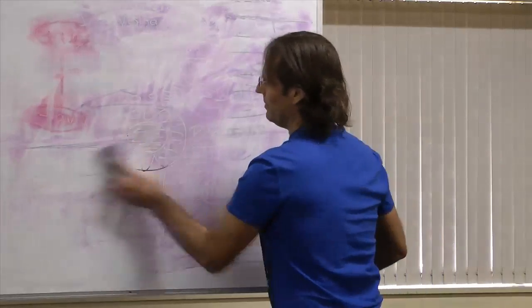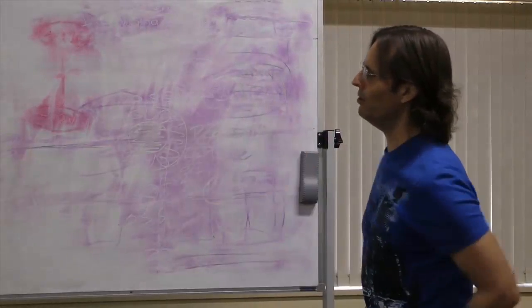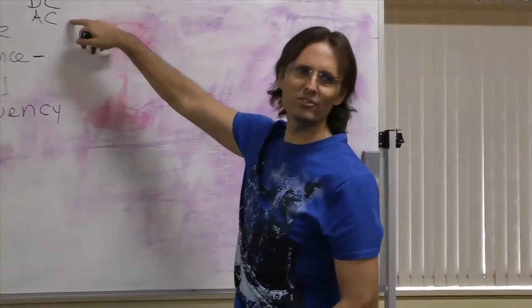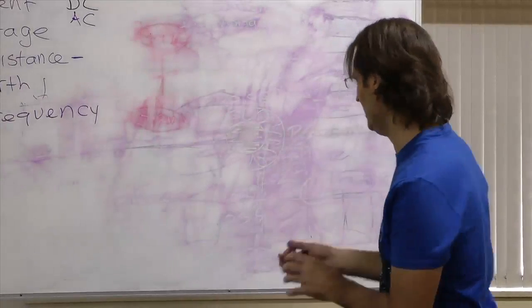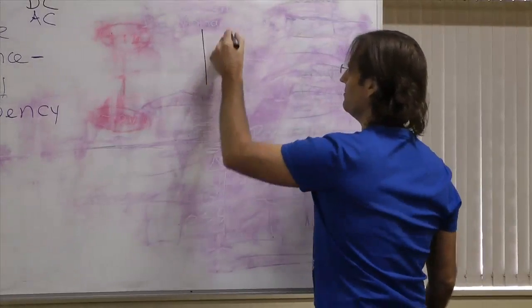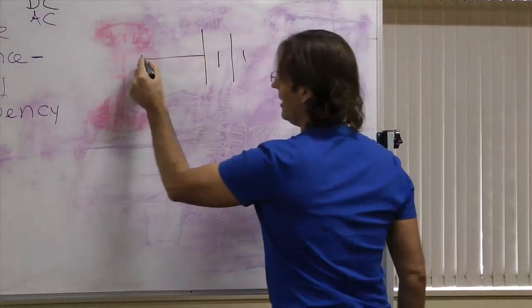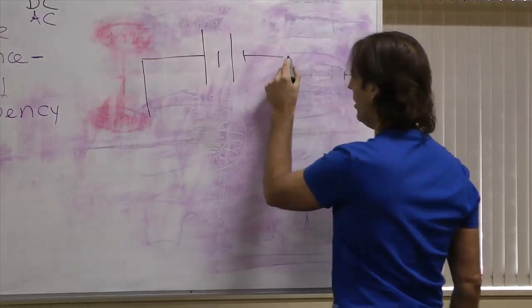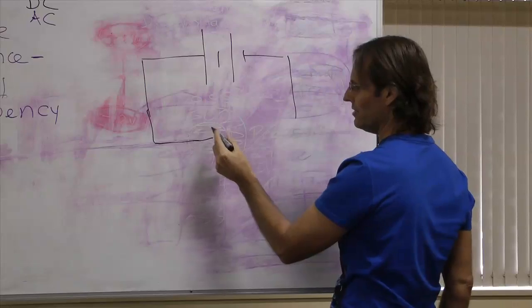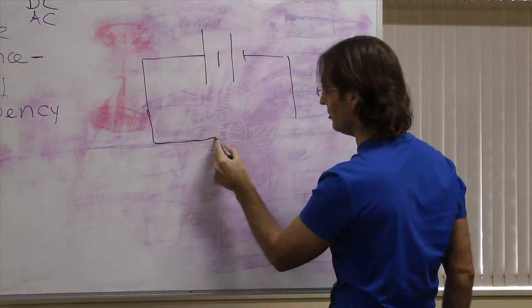Okay, well, let's talk about the basic principles now of current, voltage and resistance, right? And then we'll get into what's called frequency, and we'll talk about the types of current, alternating and direct current. So we have a battery, which is drawn like so, and we have a wire, which is connecting to, let's say it's connecting to a device, like a globe.